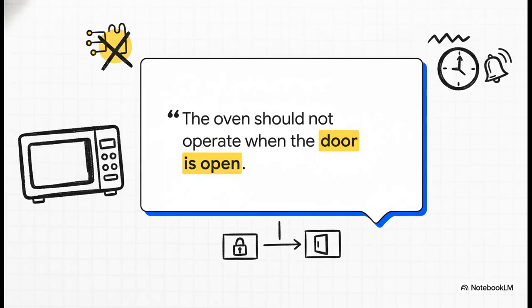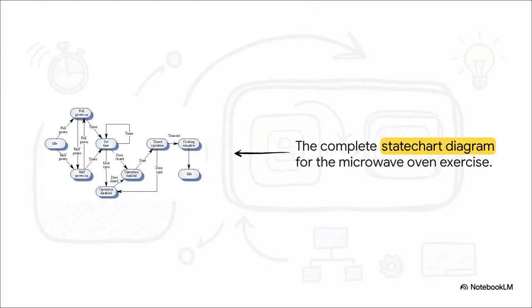Let's put this into practice with a microwave oven example from our source material. The prompt states, for safety reasons, the oven should not operate when the door is open, and on completion of cooking, a buzzer is sounded. So think about that. How do we map out power levels, timers, and those critical safety guardrails without turning it into a tangled mess? Well, here is the solution.